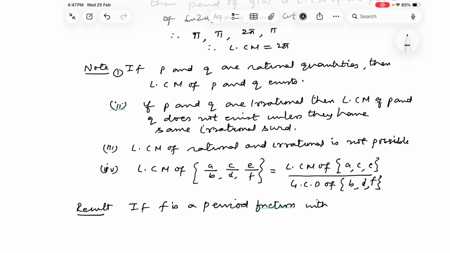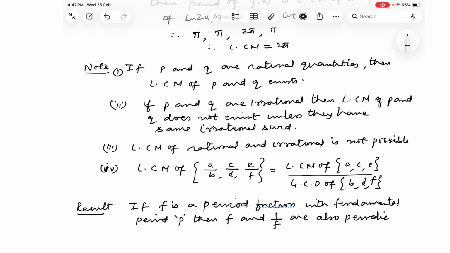Now the next result is: if f is a periodic function with fundamental period P, then f and 1 by f are also periodic with period P.